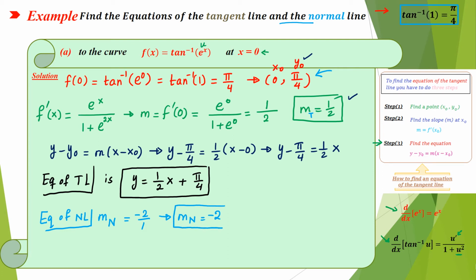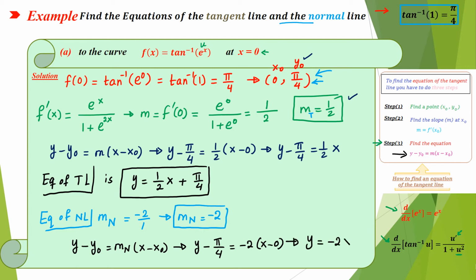Now you have to use this slope with this point to get the equation of the normal line. So you have to use the same equation, y minus y0 equals the slope of the normal line multiplied by x minus x0. And this gives us y minus y0, which is pi over 4, equals negative 2 multiplied by x minus 0. And finally we have y equals negative 2x plus pi over 4. And this is the equation of the normal line.